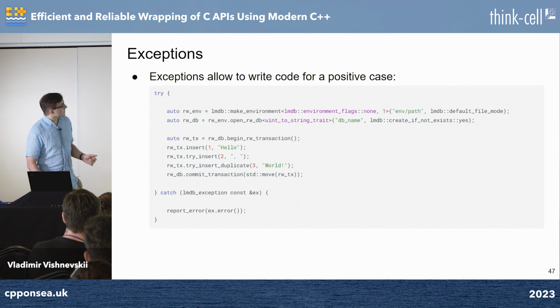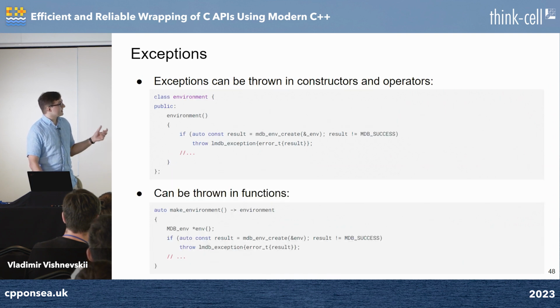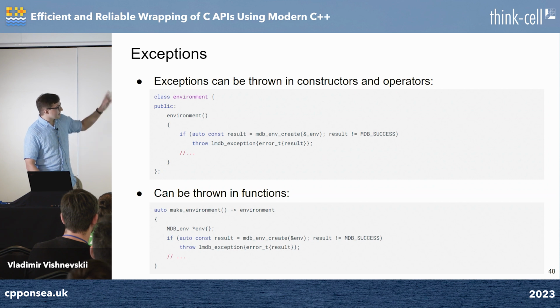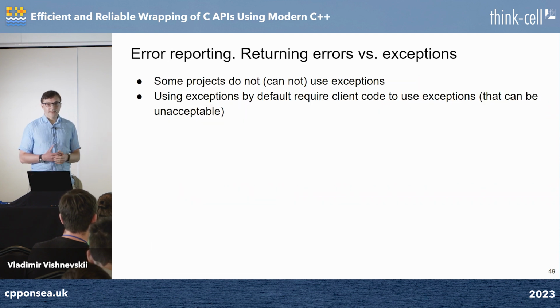And plus, there is also another very huge advantage, which is that exceptions can be thrown from functions that either do not return, like, for example, constructors, or functions that have predefined return types, like, for example, operators. So they can be thrown from constructors or from just standalone functions, so they can be used in different cases. But some projects do not use exceptions, or they cannot use exceptions.